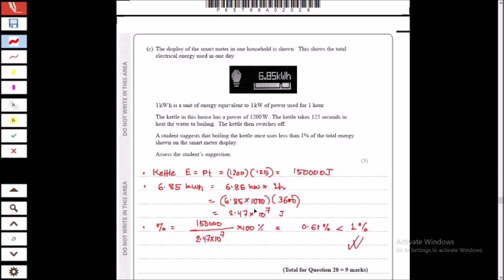So convert the kilowatt into watt by multiplying by 1000 to convert the kilo. For 1 hour, multiply this hour into seconds. Multiply all the values. This is the amount of energy that we use in one day.